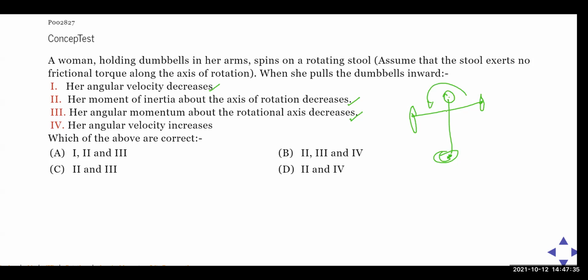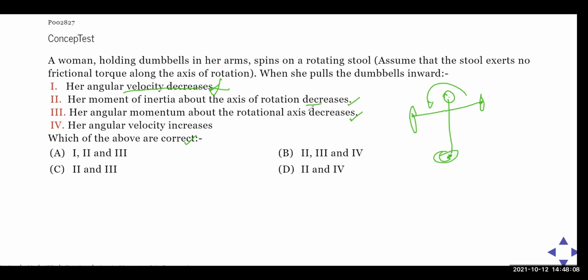Okay, now tell me which of the following is correct. Think about it. Her angular velocity decreases. Wrong. Okay. Second, her moment of inertia about the axis of rotation decreases.